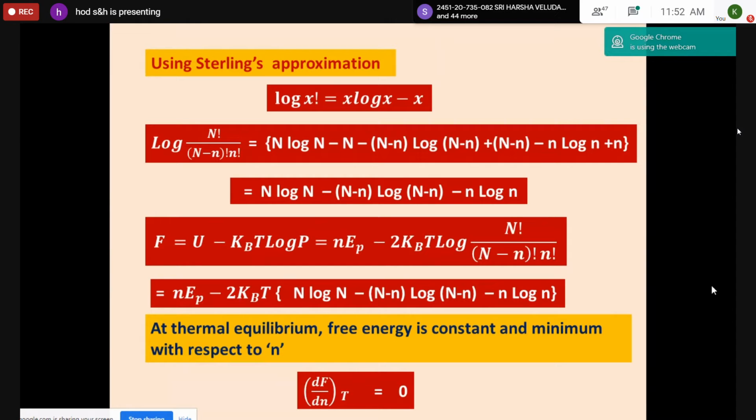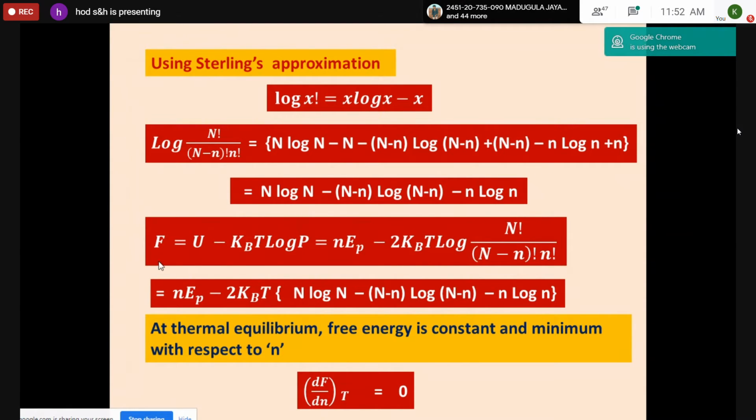Using Stirling's approximation, it can be written as log N factorial minus log (N minus n) factorial minus log n factorial. It can be simplified as N log N minus N minus of (N minus n) log (N minus n) minus N plus n, minus of n log n minus n. By cancelling minus N plus N and also minus small n plus small n, you will finally get N log N minus (N minus n) log (N minus n) minus n log n.